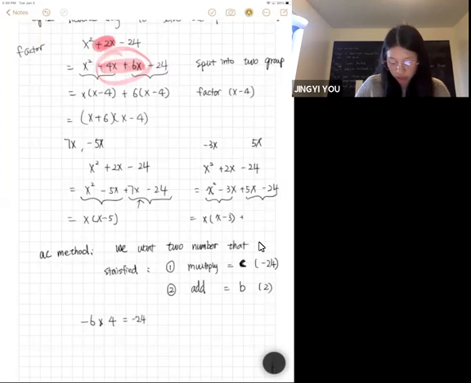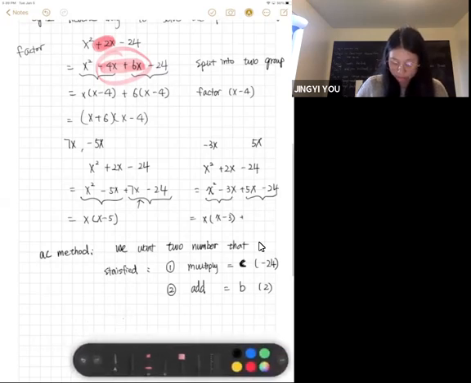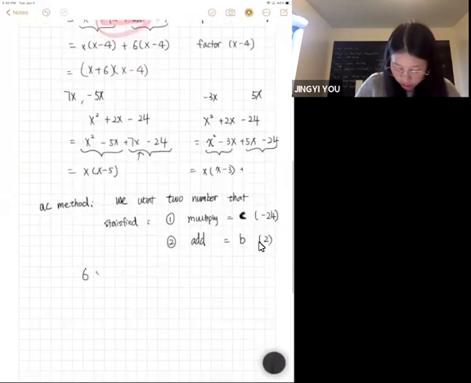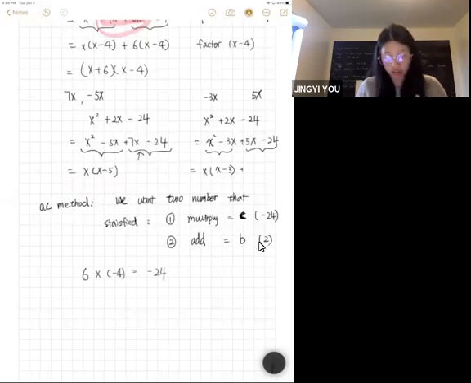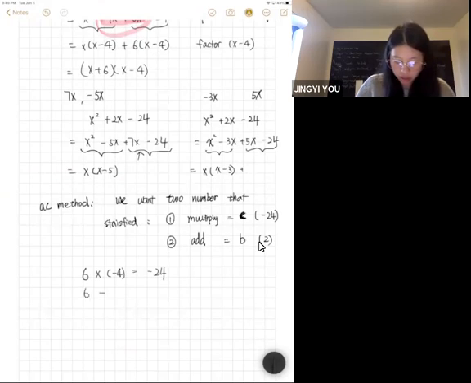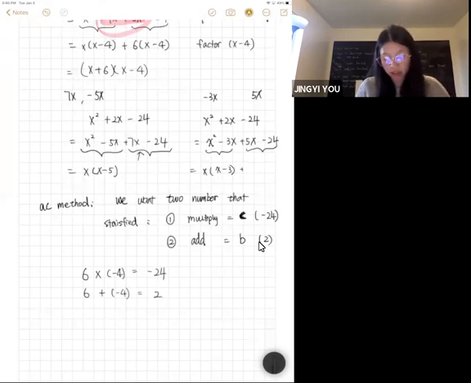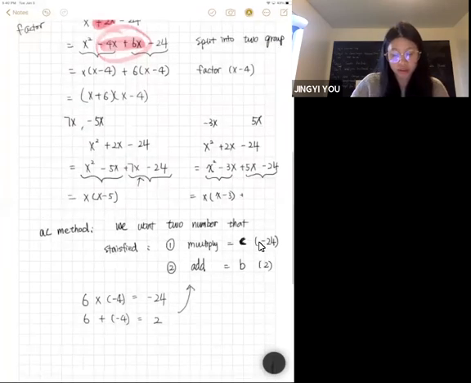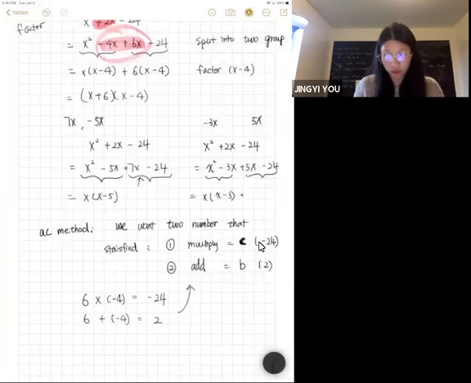And then negative 6 plus 4, oh, I'm sorry, positive 6 times negative 4 is equal to negative 24, which is our constant term C. And then 6 plus negative 4 is equal to 2, which is our B. So that satisfies the AC method. That tells us that 6 and negative 4 are the two numbers that we're looking for to split to get the combination that we want.